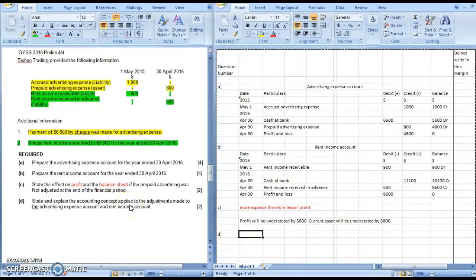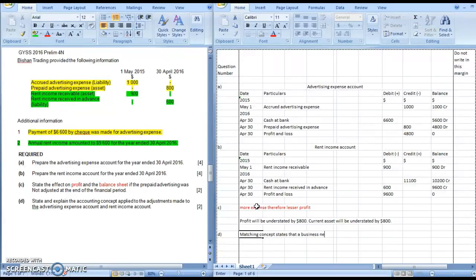In part D, you have to state and explain the accounting concept applied to the adjustments made to the advertising expense account and rent income account. It's a 2-mark question, so you must always state the concept. Here we call it the matching concept. So you would have earned 1 mark just by stating this concept, and explaining it.